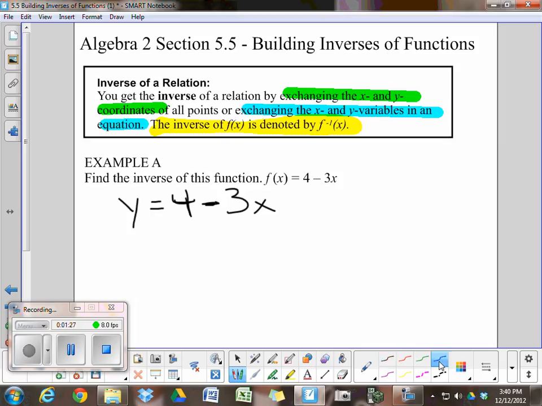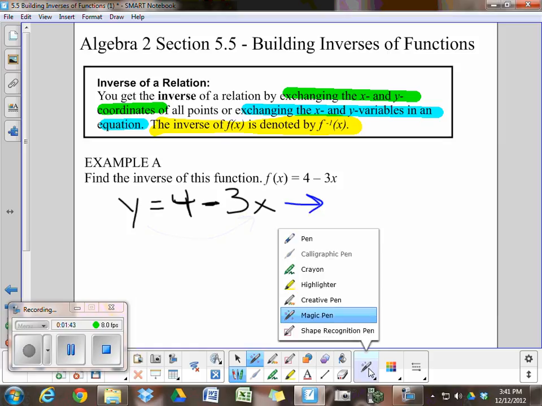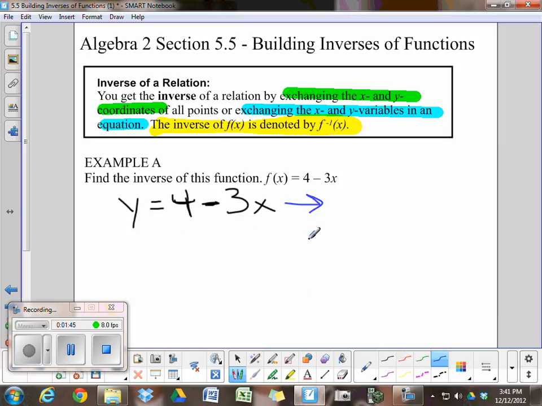Next, it says in blue, exchange the x and y variables in an equation. So what you're going to see me do here is take this x and y and have them trade places. That is the main step in solving for an inverse. So instead of y equals 4 minus 3x, we're going to make it x equals 4 minus 3y. So in other words, x and y are trading places.